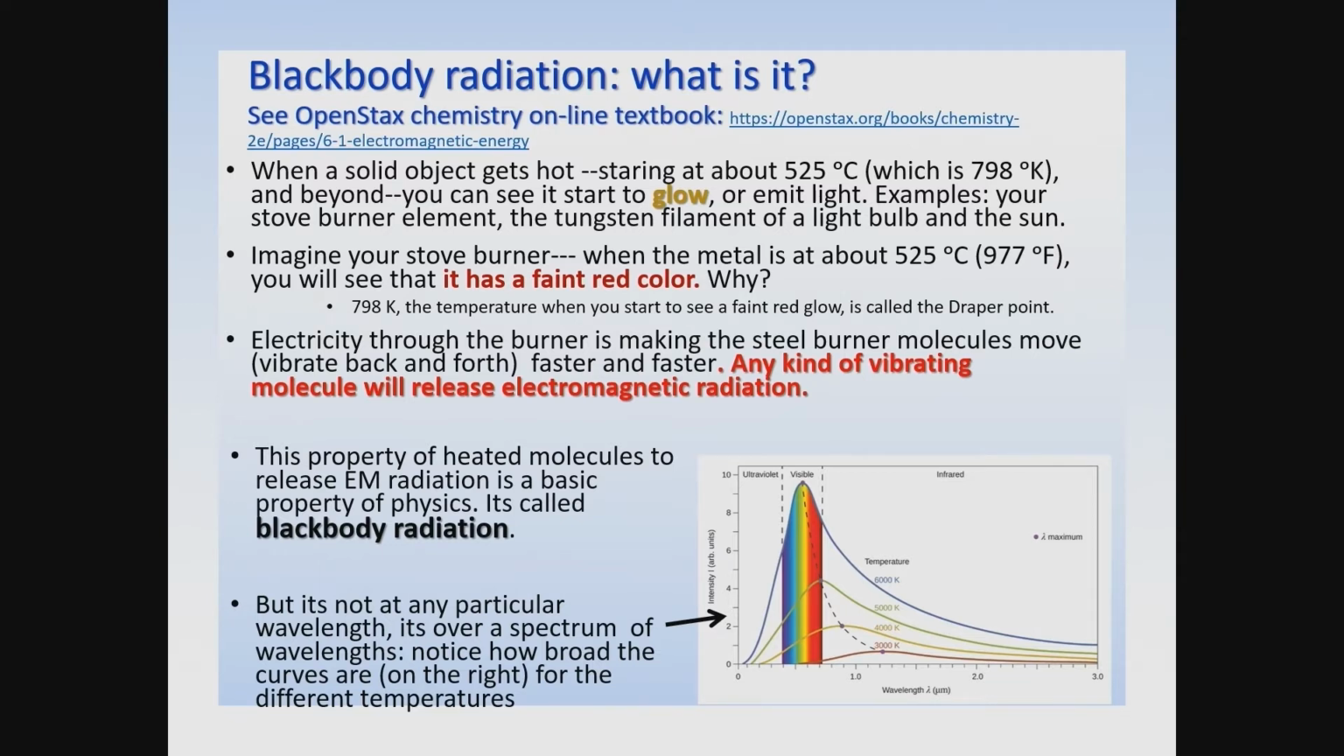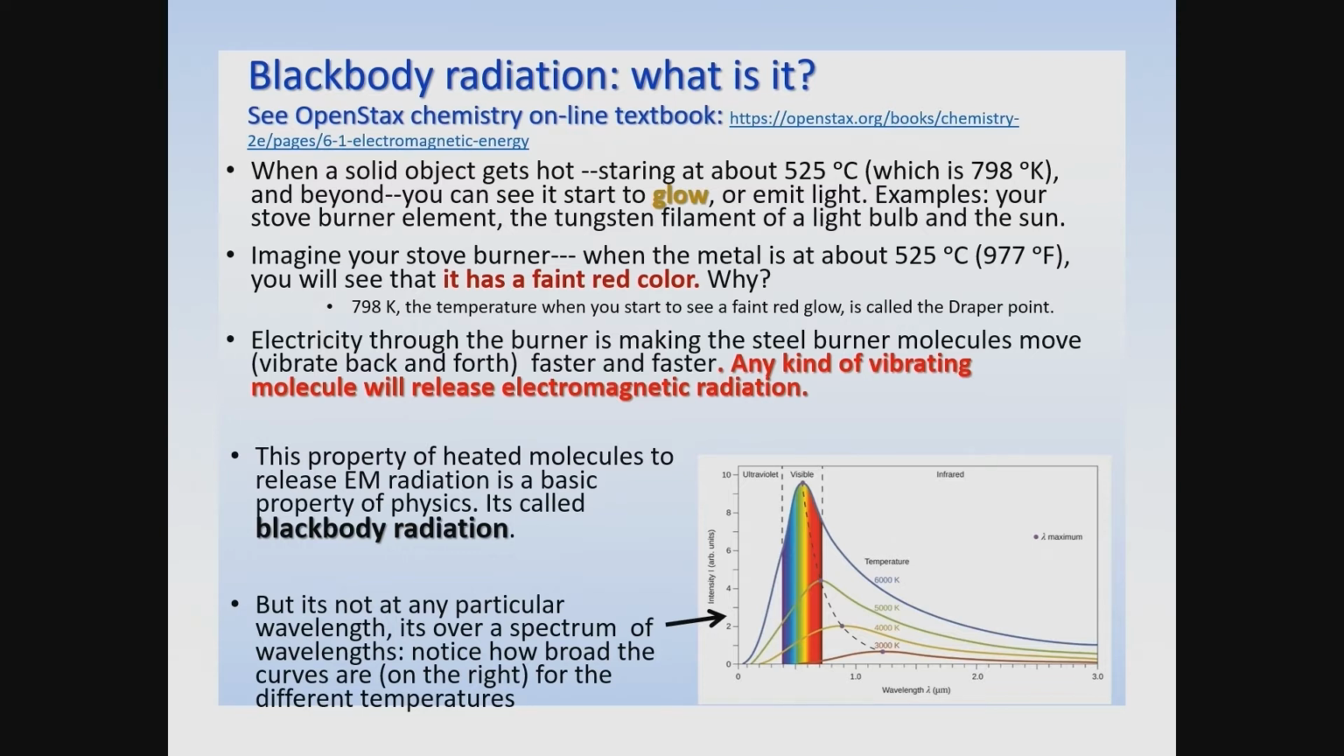And so I have this plot of what blackbody radiation looks like for various temperatures of a substance. What you can see, if you look at the top curve, is a substance heated up to 6,000 degrees Kelvin, which is about 5,700 degrees Celsius. If you heat up a substance that hot, what you're going to see is that the molecules are vibrating very fast, and they're releasing all kinds of wavelengths of light.